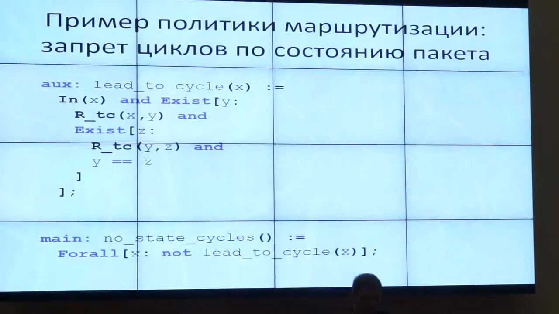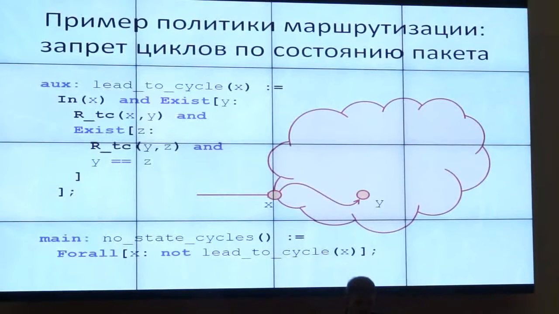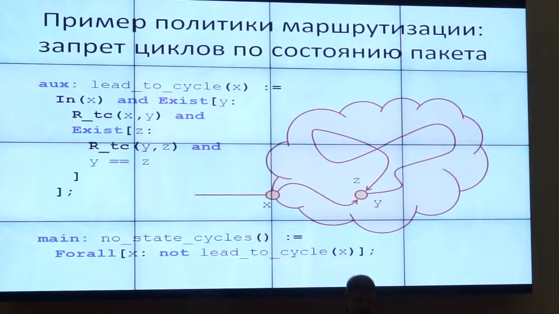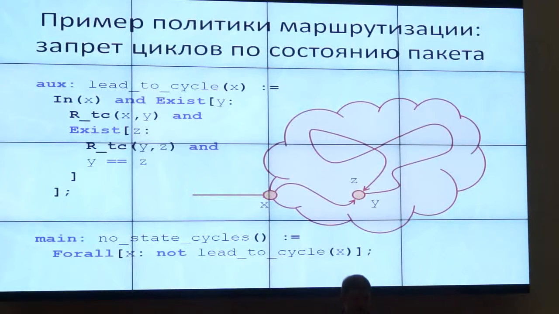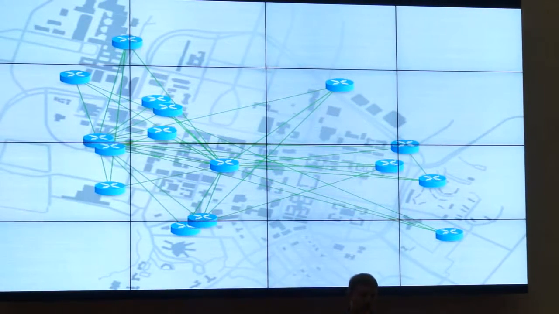Now about our formal language. Here is the actual specification that forbids cycles, state cycles. I'll try to explain it with an example, actually. So we have a packet in a state X that comes to our network from some ingress port. At some point it came to a state Y, and actually from this state it can get to a state Z. So if the latter two are the same, we have an actual cycle. Our policy prevents cycles.